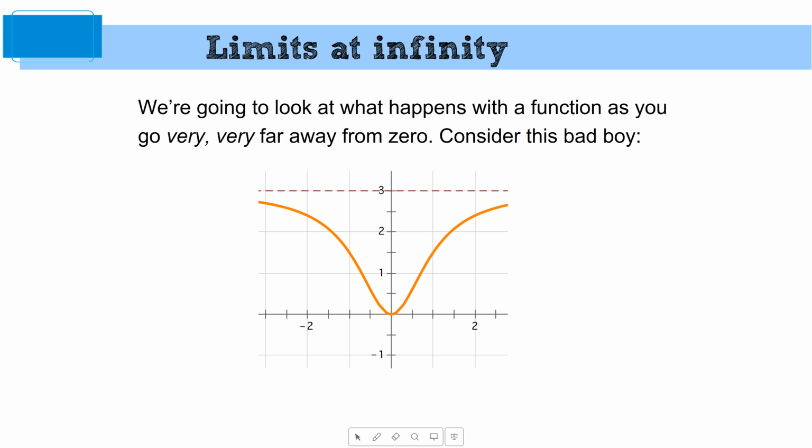Okay, now what happens if I go very far out to the right? In other words, what happens when x approaches infinity? What's it going to get closer and closer to? 3. Very good. Is that a difficult concept? Good. What happens when I go very far to the left? Negative infinity. 3.